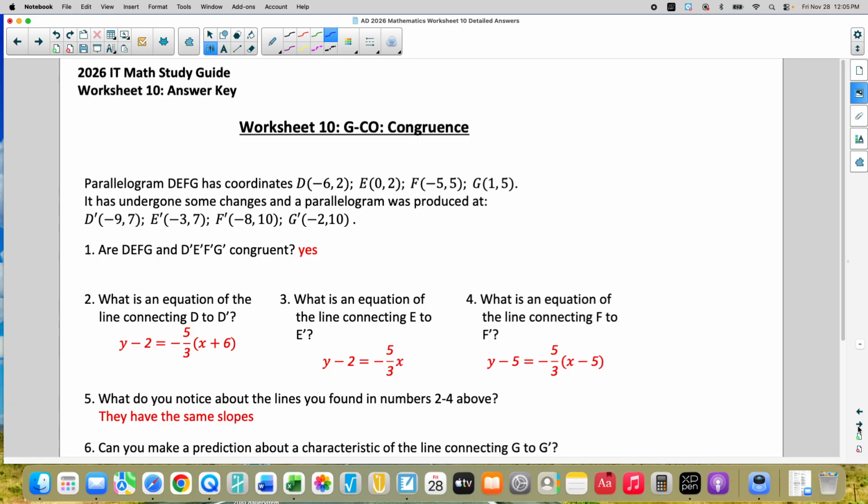We could have done that in point slope form. Pick a point, plug it in to y minus y sub 1 equals m times the quantity x minus x sub 1. Good luck.